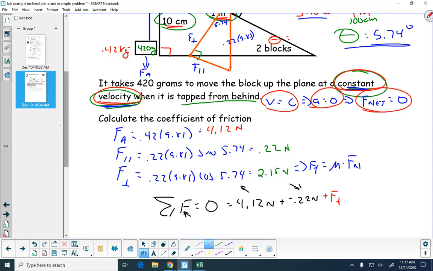So what we have to add into that is our force of friction, and they must add up to equal zero. Now this force of friction may be a negative force, that's fine, but I'm not going to put the negative there yet. I'm not going to subtract off the force of friction. I'm just going to put it as a plus, and if my solution comes down to a negative, it comes down to a negative, which it should. So I could add my 4.12 and negative 0.22, take it to the other side.